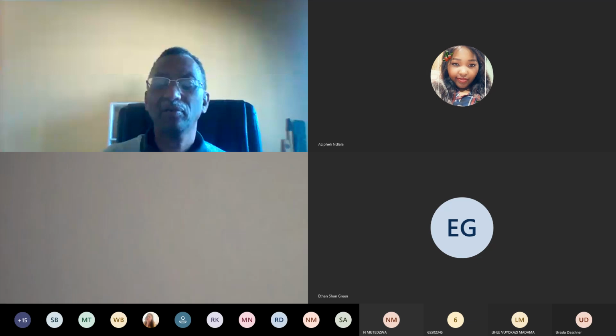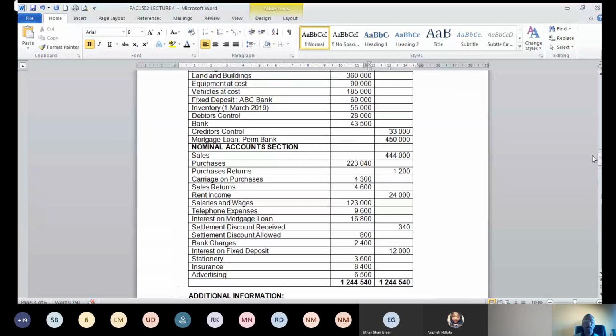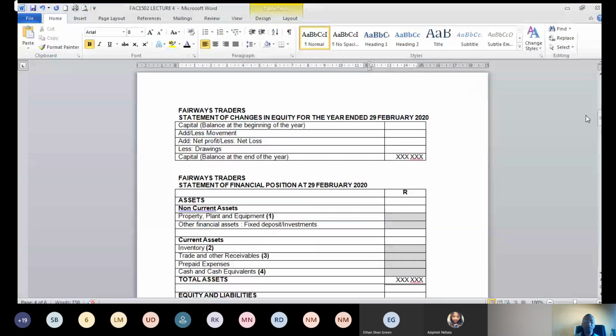Back to our notes now. And in your notes, I am on page 2 of your notes. And the next financial statement that we are going to focus on is called our statement of changes in equity.